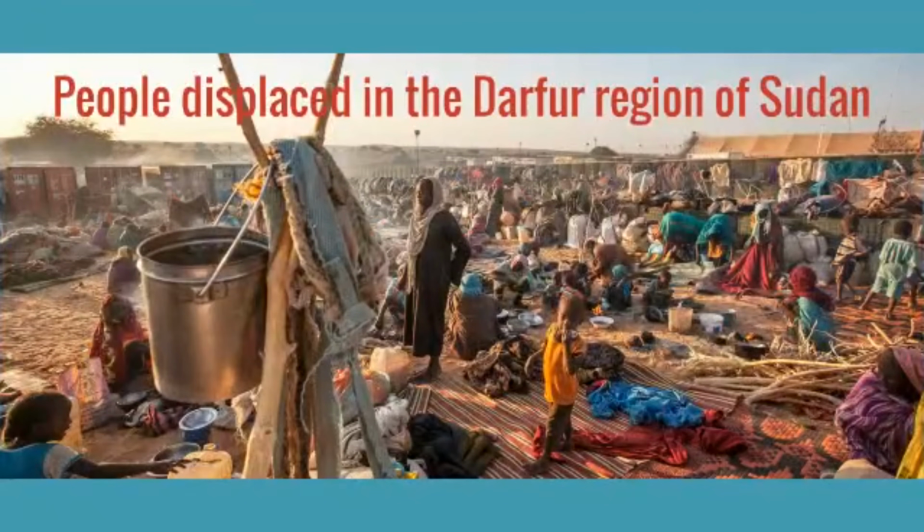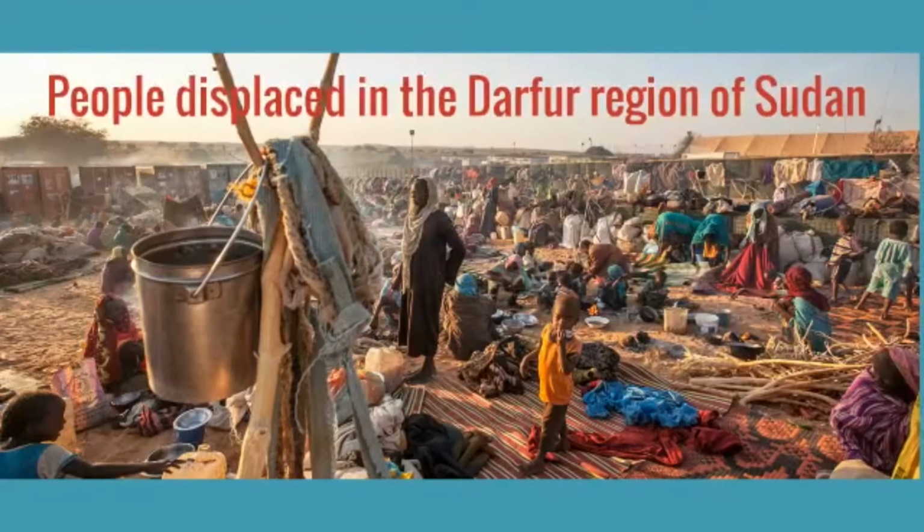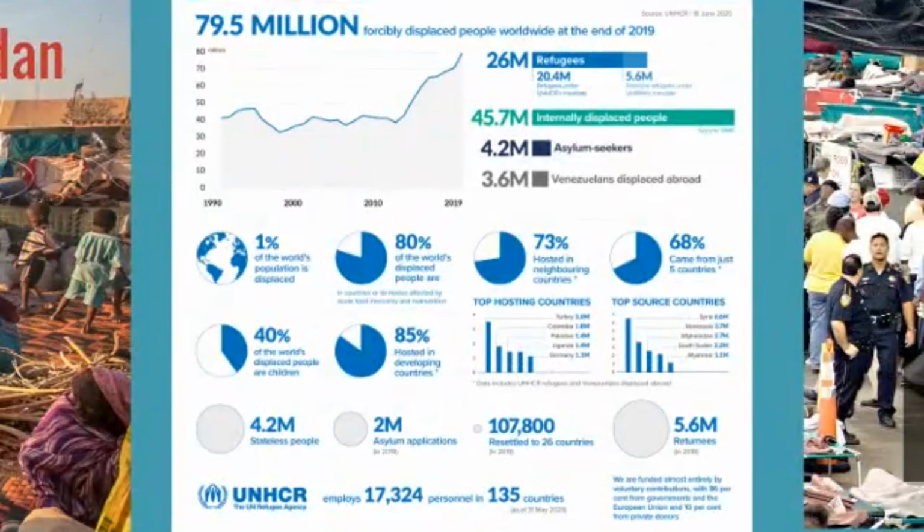Here are people who were displaced in the Darfur region of Sudan. So they were driven out of their homes because of civil war or conflict, but they are still in the country of Sudan. And this chart helps us understand the breakdown of all of those types of people. So we've got refugees, internally displaced persons, and asylum seekers. So take some time and look at some of the information shown to us on this graphic.